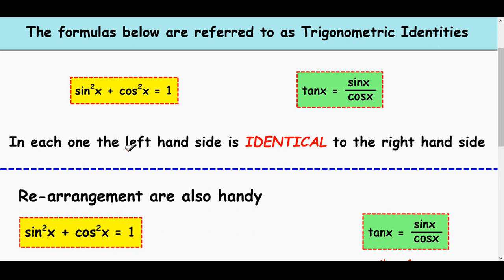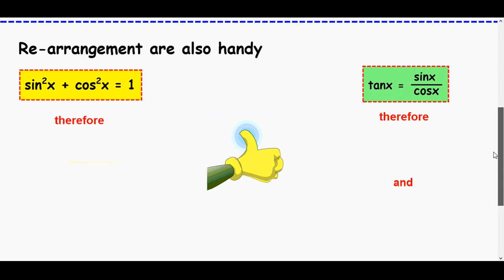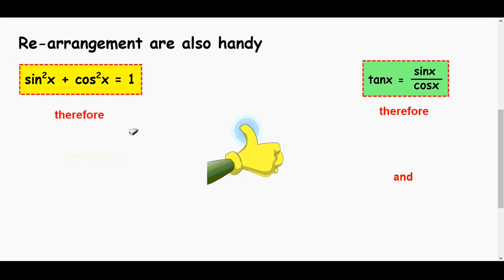So in each trig identity, the left-hand side is identical to the right-hand side. What do I mean by the left-hand side? I mean the left-hand side of the equals sign and the right-hand side of the equal sign. This is the left-hand side of the equal sign, the tan x, and this is the right-hand side of the equal sign. Okay, so rearrangements are also quite handy, and in the next lesson we'll go into that in more detail.